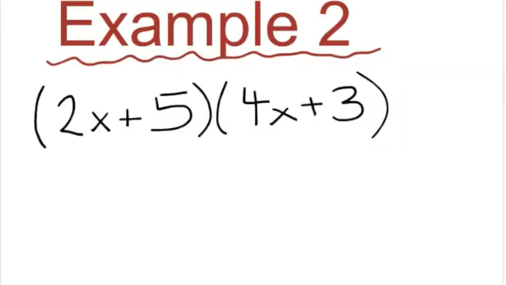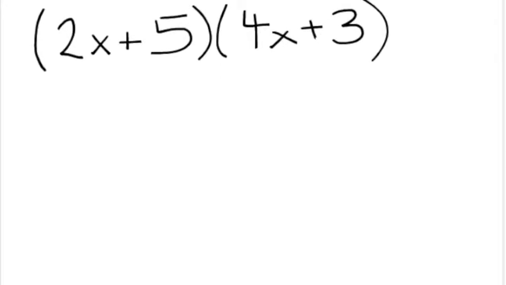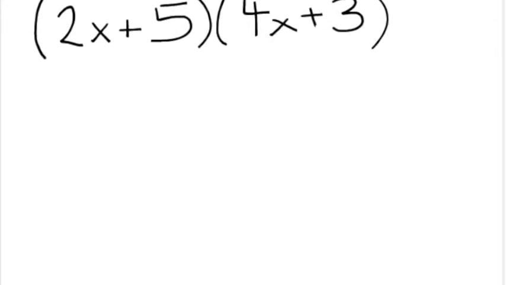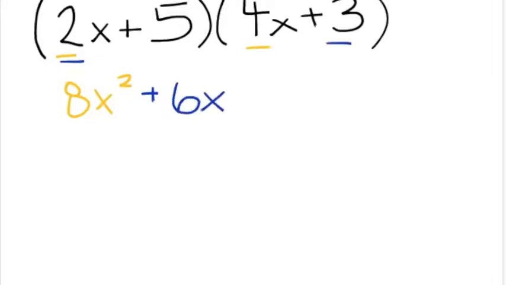Since you understand the basic rule of FOIL, let's turn these letters into numbers. Bracket 2x plus 5, bracket 4x plus 3. The first step is to multiply the first two terms, which are the 2x and the 4x, and we get 8x squared. And since we have x in both terms, we have to multiply that in order to get the 8x squared. The second step is to multiply the two outer terms, which are the 2x and the 3, and we get 6x. Now we have 8x squared plus 6x.